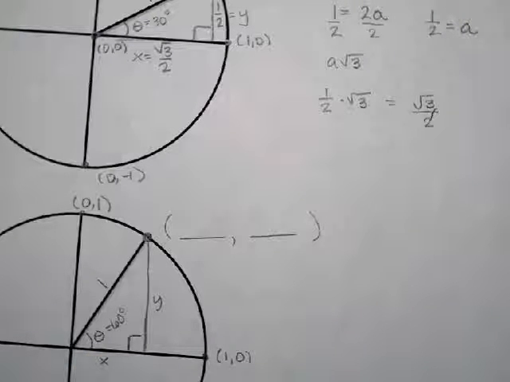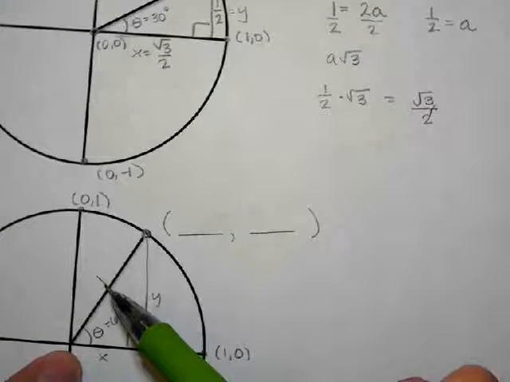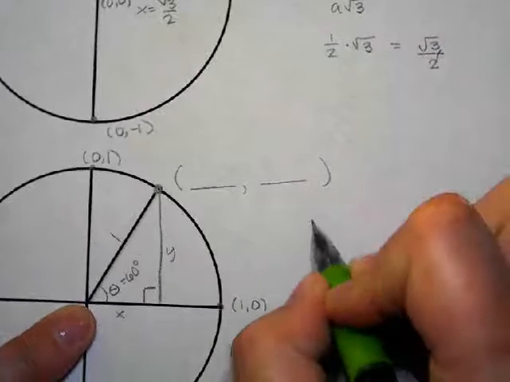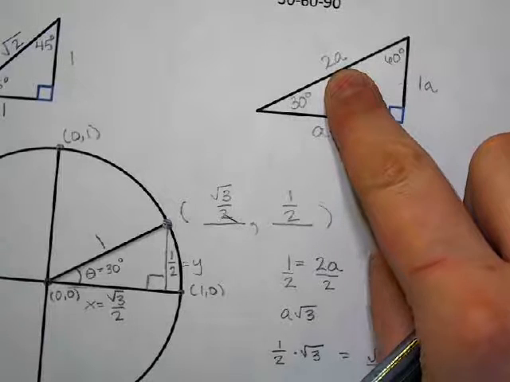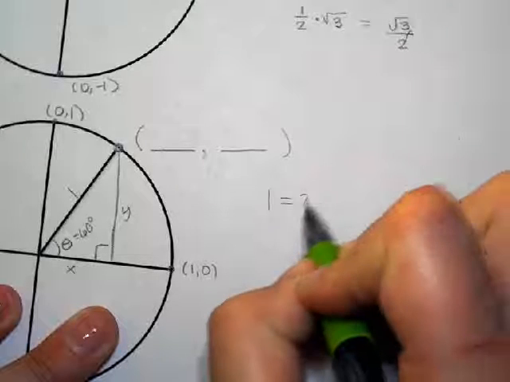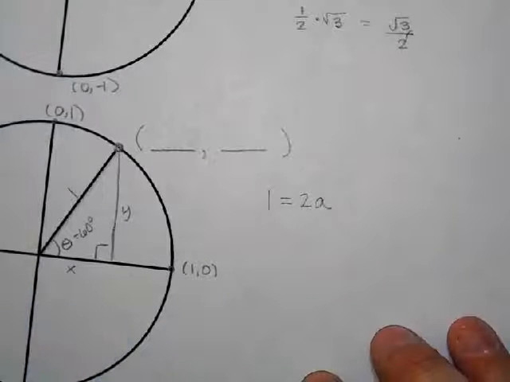Okay? All right. So again, we have a hypotenuse that is a length of 1. So I'm going to say the length of 1 is the same as this one up here, where it's a length of 2a. So I'm going to set 1 equal to 2a. Those sides are the same. You guys see that? The hypotenuse is the same as the hypotenuse. Make sense? Okay.